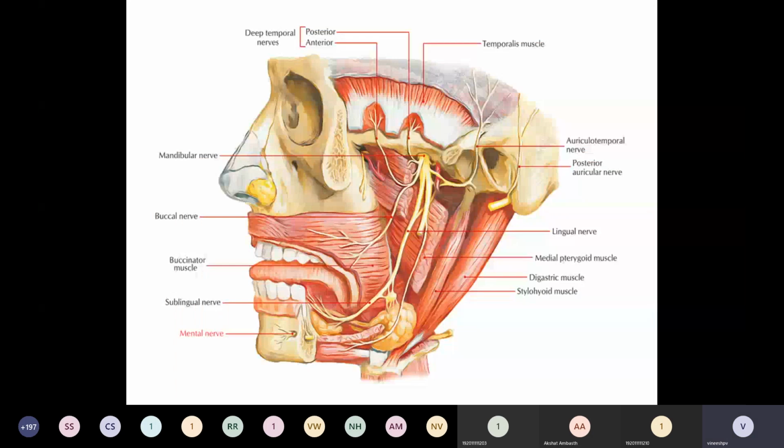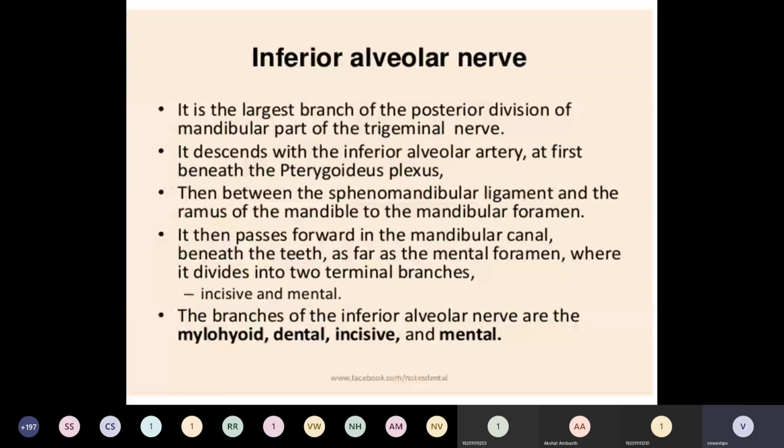Now, next one, the inferior alveolar nerve. This is the most important out of the mandibular nerve branches. Usually it will be asked as a 5-marker question. This is the largest branch of the posterior division of the mandibular nerve. It descends with the inferior alveolar artery, at first beneath the pterygoid plexus.